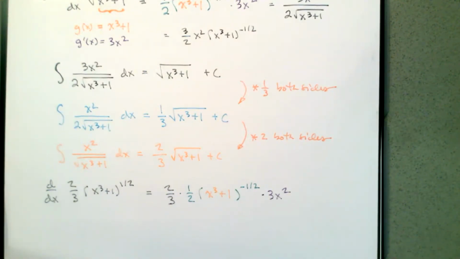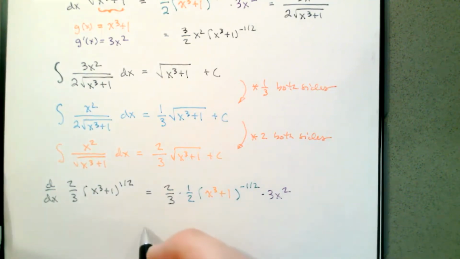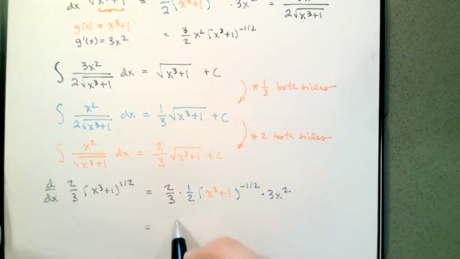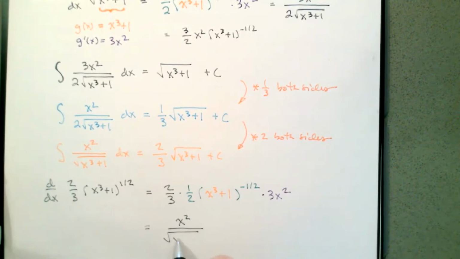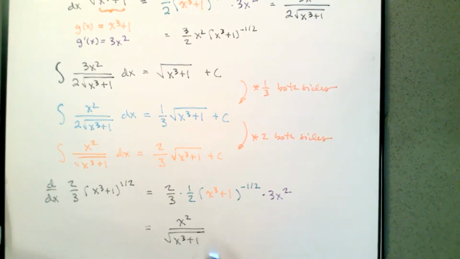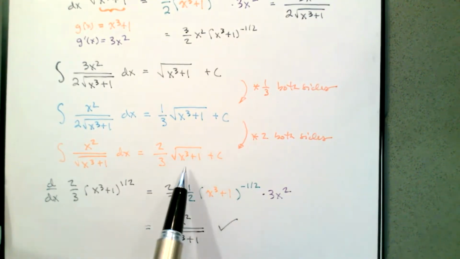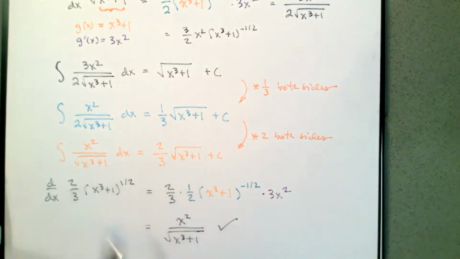Now we can see that the 2s will cancel out. The 2 will cancel out with the 1/2. That 1/2 showed up because we took the derivative of the square root of something. And then the 3 from the 3x squared will cancel out the 3 in the denominator. We'll be left with just x squared over the square root of x cubed plus 1. So everything checks out. If we differentiate, we get back to where we started.